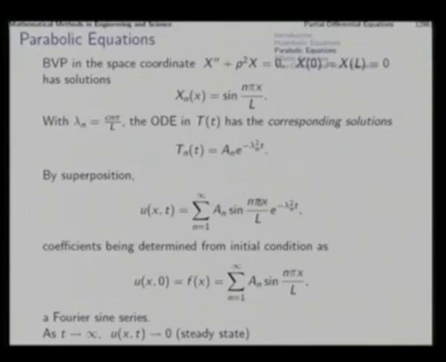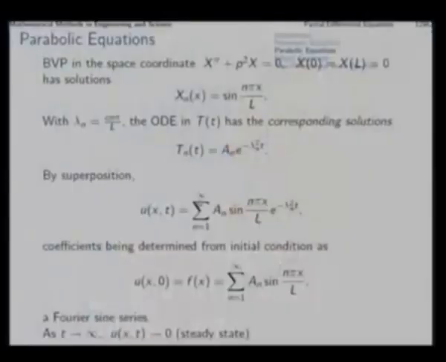Now, the only required thing is to find the coefficients a1, a2, a3, a4, and that we find by applying the initial condition. As we apply the initial condition, we get this, which happens to be the Fourier sine series of the function f, which is the initial distribution of u over x.